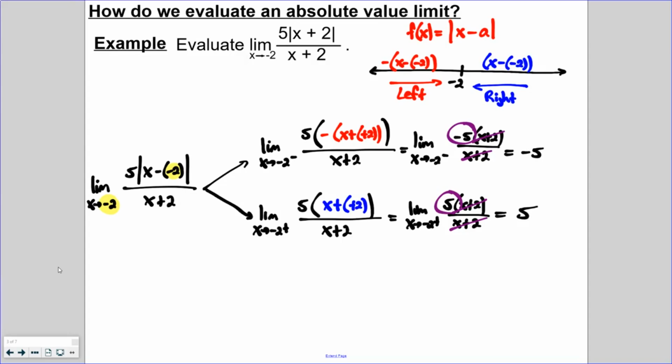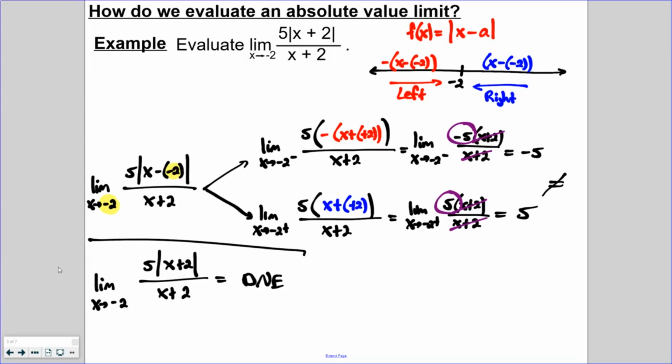So now when we compare each of the one-sided limits, we can see that the left-hand side does not equal the right-hand side. So therefore, the limit as x approaches negative 2 of 5 times the absolute value of x plus 2 over x plus 2 does not exist. So, solving limits of absolute value functions in a way is similar to solving absolute value equations, where we do need to break it apart into its two separate functions.